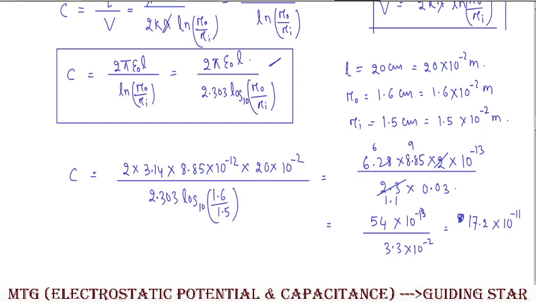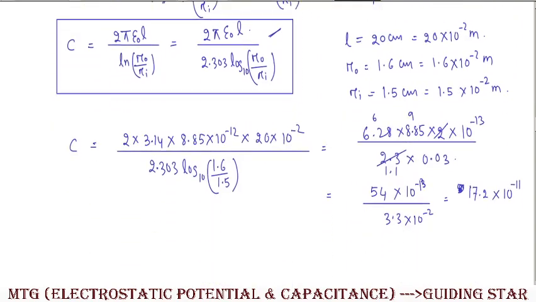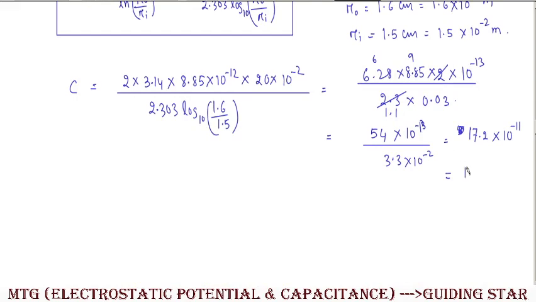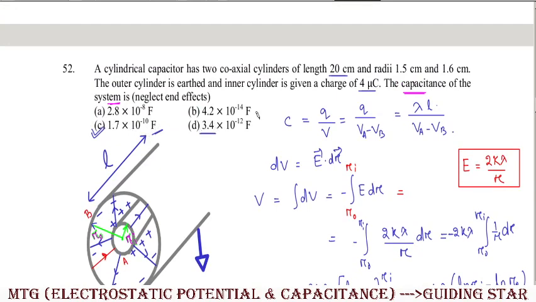So let us check the options. Okay, in the options we have to arrange it a little bit, so it will be 1.72 into 10 to the power minus 10, so this much farad. Clear? So 1.7 into 10 to the power minus 10. Option C, 1.7 into 10 to the minus 10, is coming correct, and all the rest are wrong. So in this particular case, option C will be the correct answer.